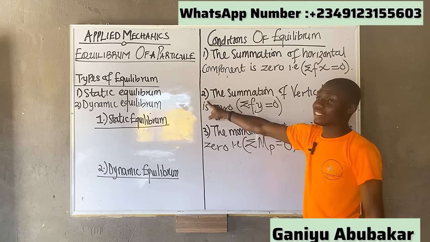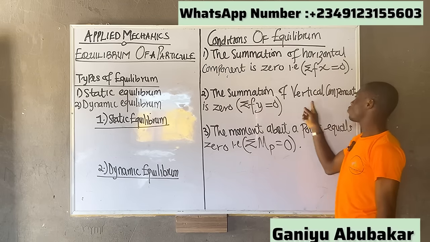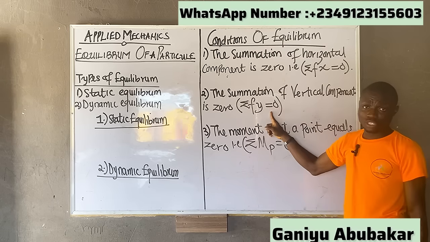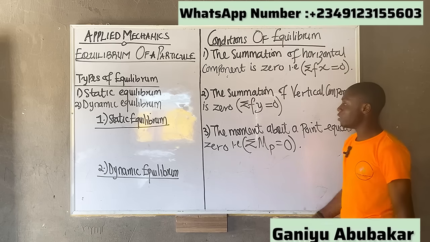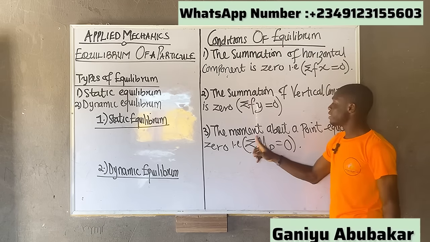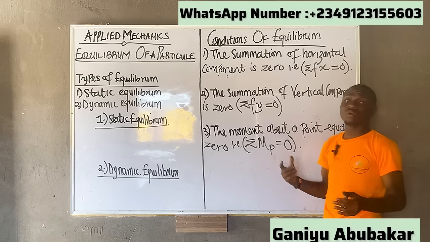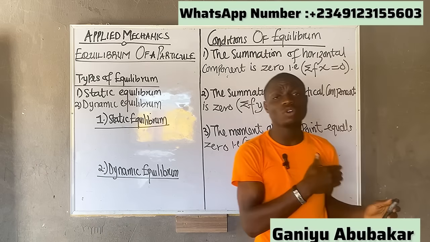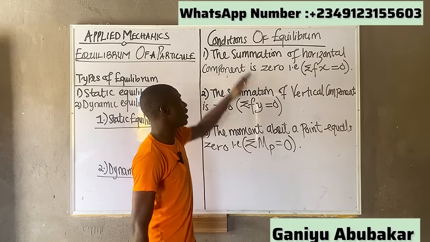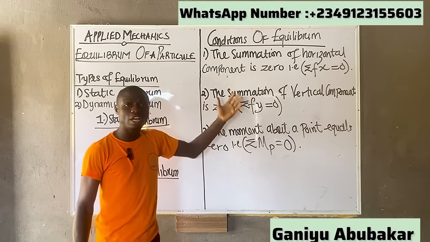Number 2 says that the summation of vertical components is 0, that is, summation of Fy equals 0. Finally, I have the third condition of equilibrium, which says the moment about a point equals 0. These are the 3 conditions that govern equilibrium.